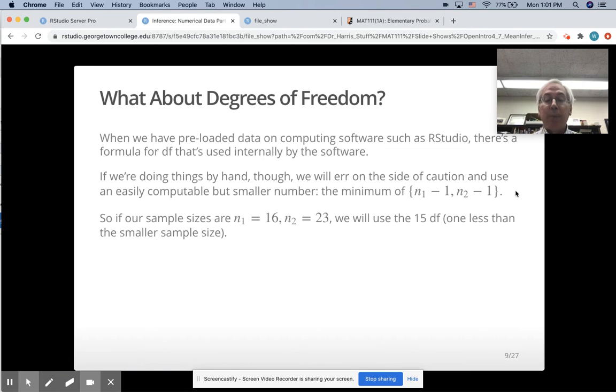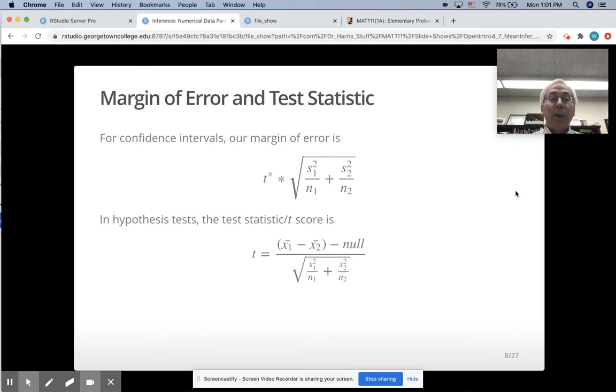So just to back up before we move on and look at other examples, for confidence intervals, our margin of error formula is going to be t star times our standard error. And for hypothesis testing, our t-score is going to be the difference between the sample means minus the null value, which is often 0. In almost all the examples we're going to be looking at, the null value will be 0. So it'll be the difference between the sample means divided by the standard error.